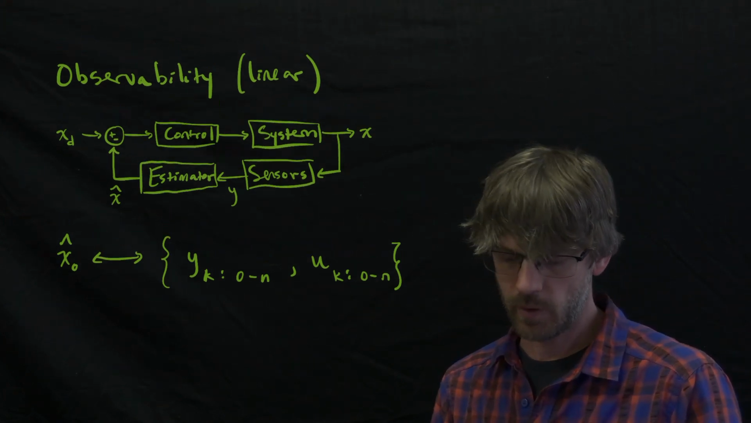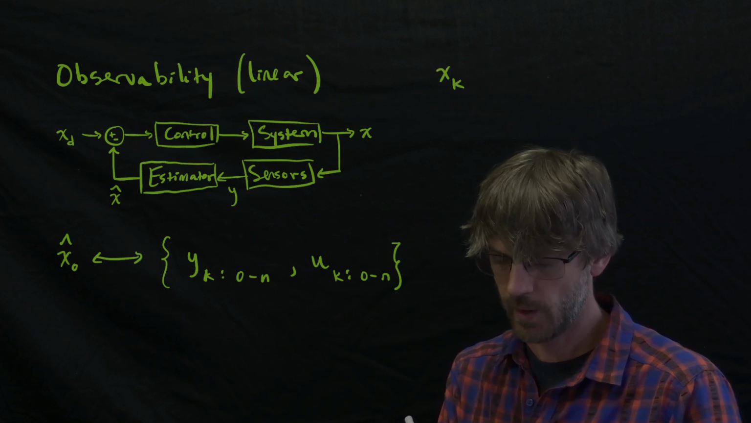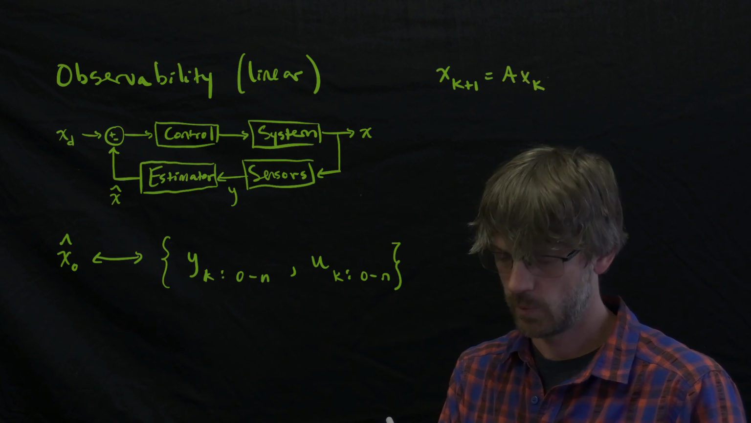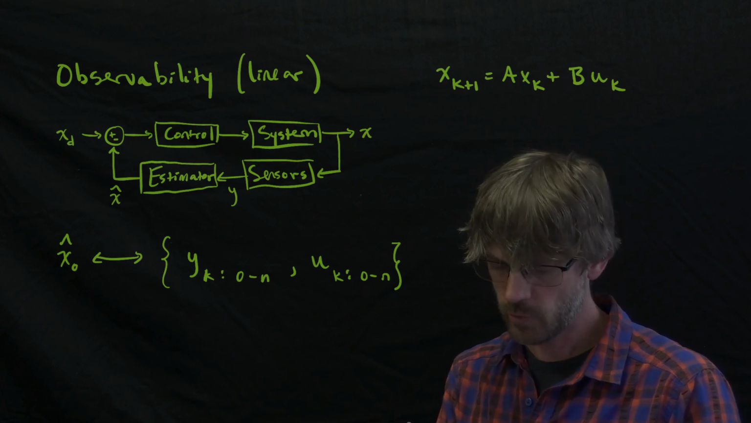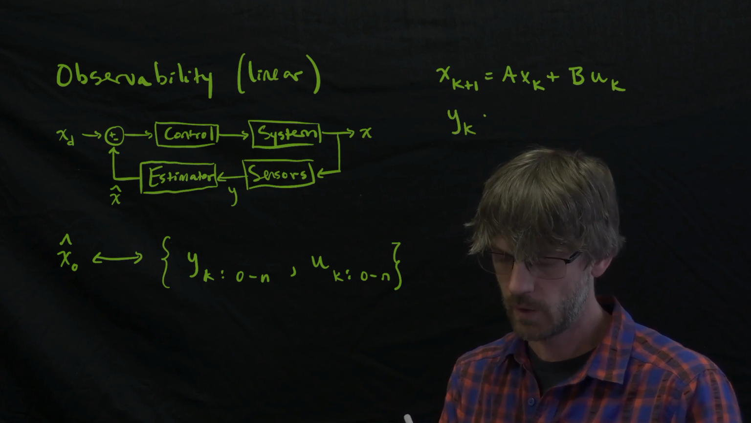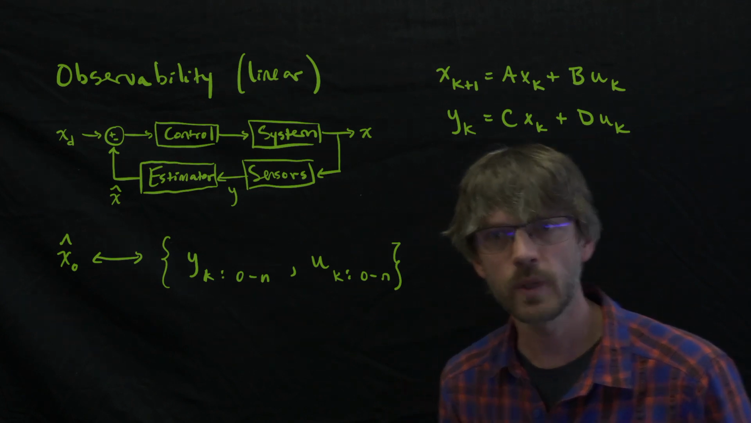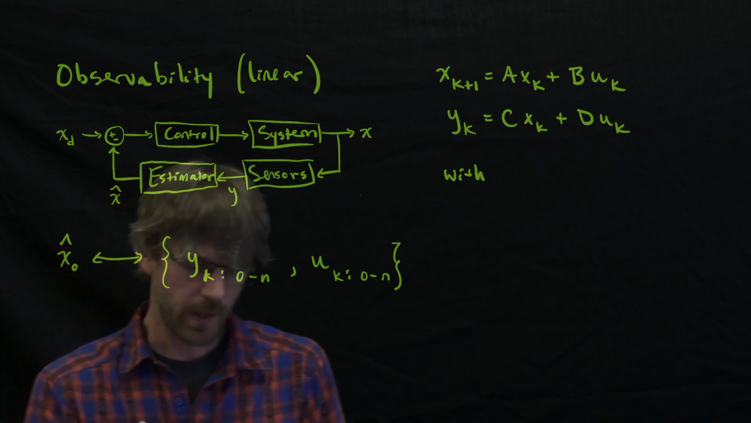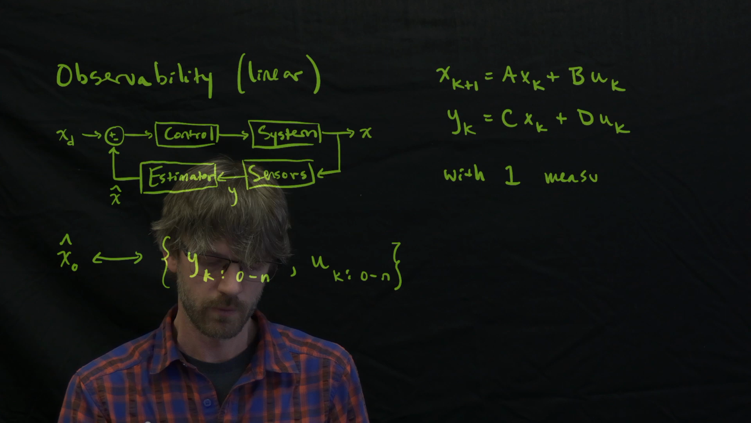So let's think about a simple linear system where we have, in discrete time, x k plus 1 is equal to A x k plus B u k. And our corresponding measurements will be y k equal to C x k plus D u k. Now, if we're really lucky and we have just one measurement, we might be able to estimate our state. So with one measurement, let's see how that would work.